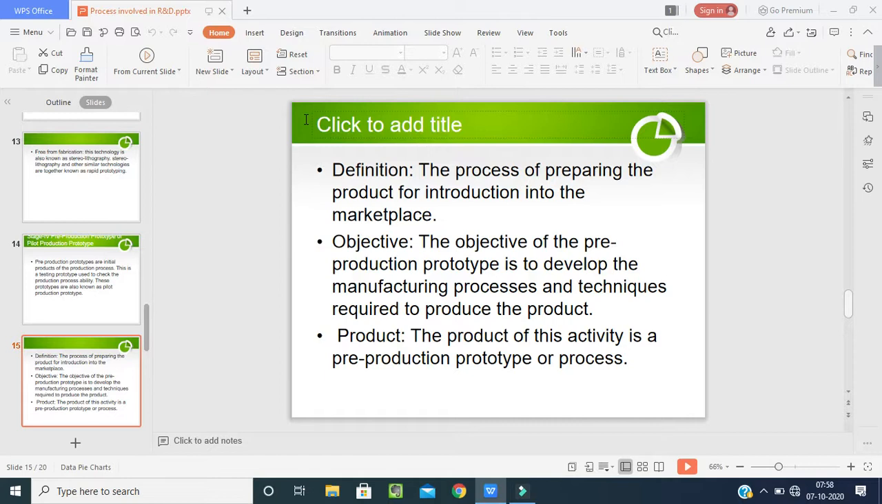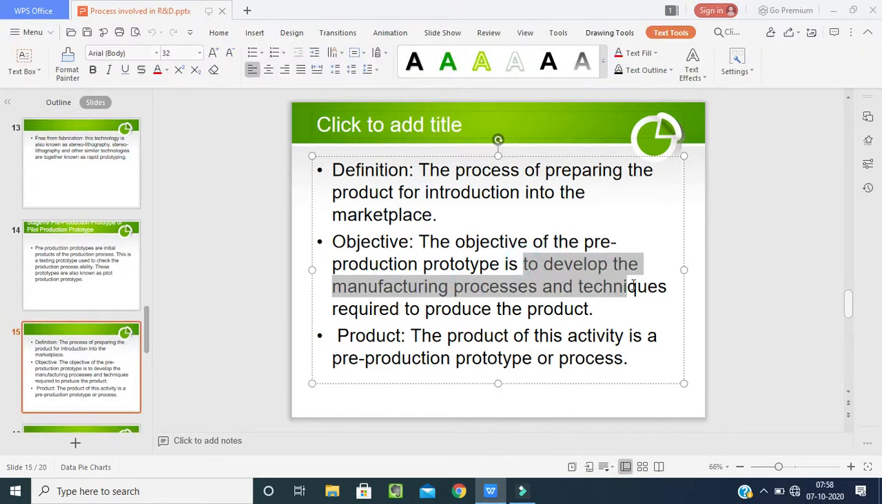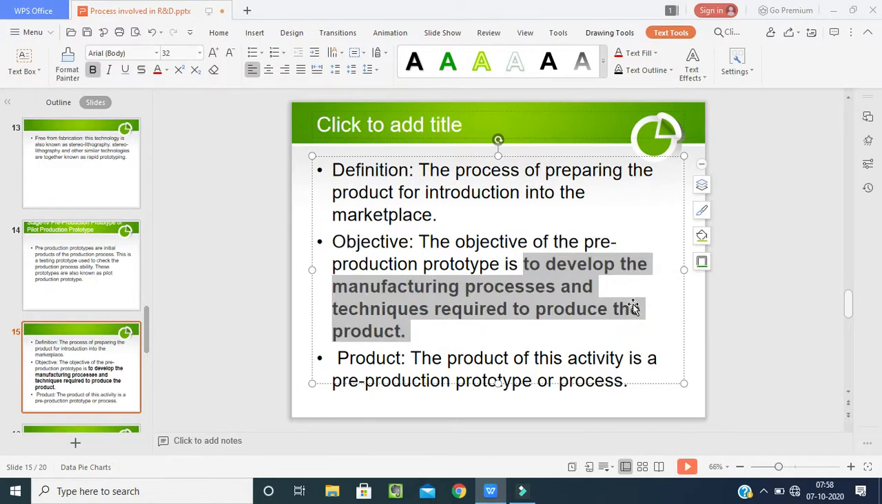They will provide the product in such a way that it will be introduced in the market. So what does it mean? That means pre-production. They will do the sample size and they will work on it. The main objective of this pre-production prototype is to develop the manufacturing process and techniques required to produce the product. That is very important.